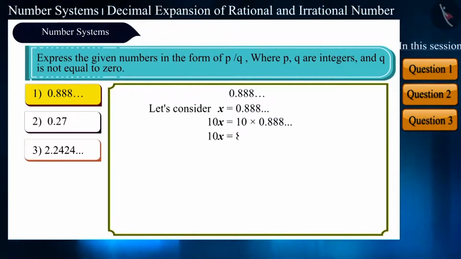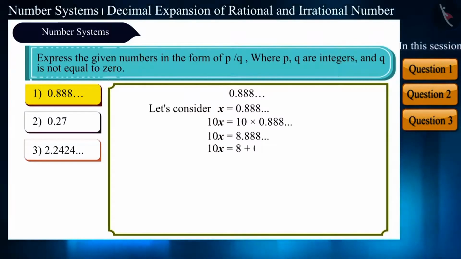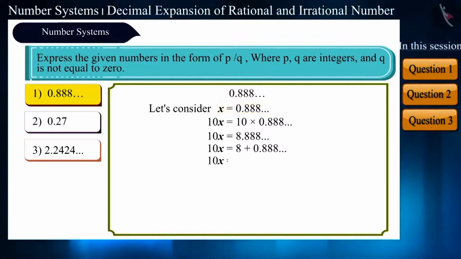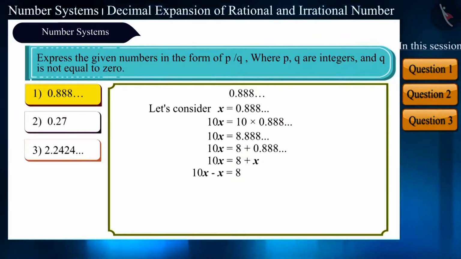After multiplying, we get 8.888. That is, the decimal went one step to the right. Now we can also write it as 10x is equal to 8 plus 0.888. We have assumed 0.888 as x, therefore it will be 10x is equal to 8 plus x. 10x minus x is equal to 8. After solving this further, we get x is equal to 8 by 9.